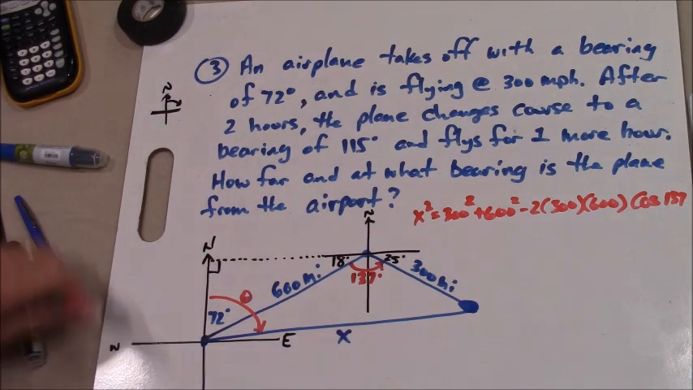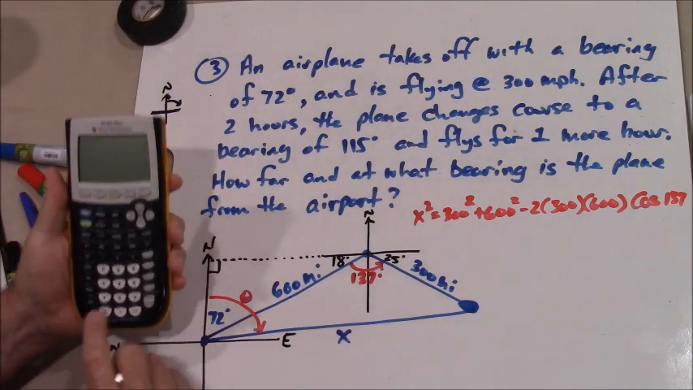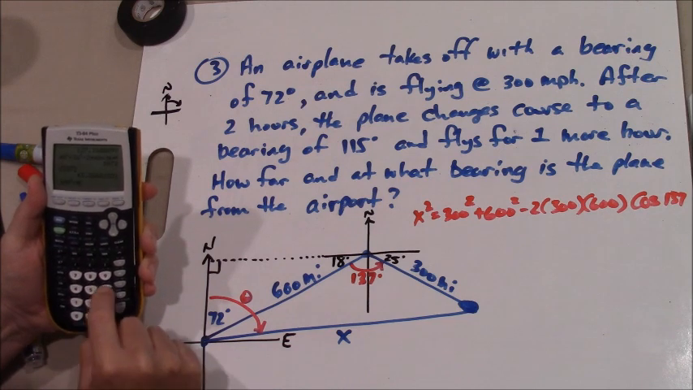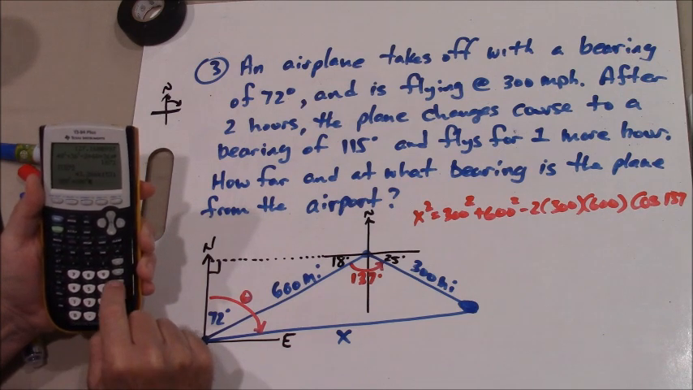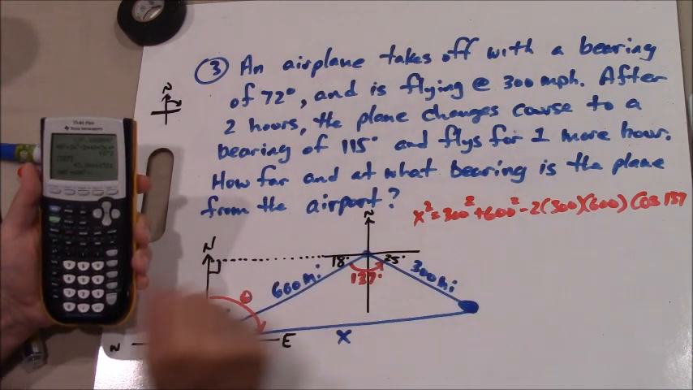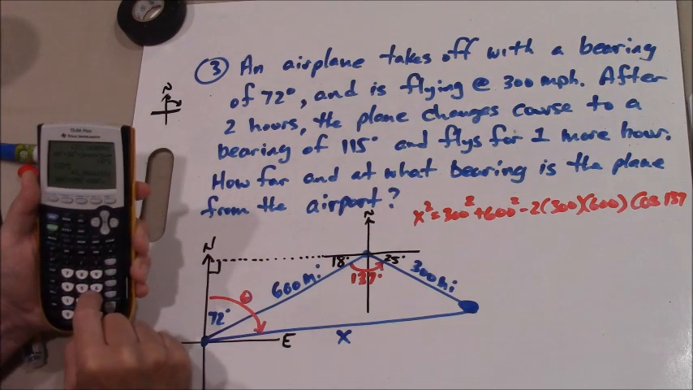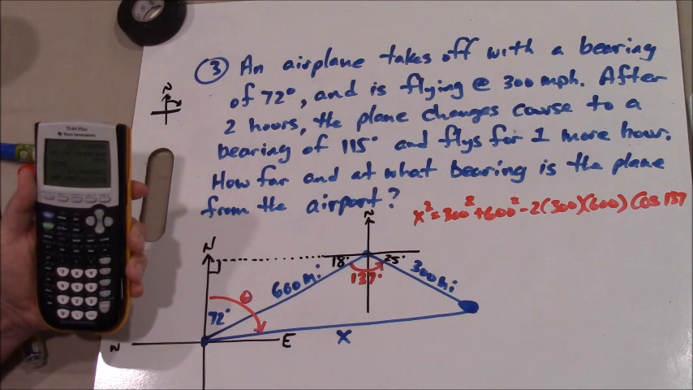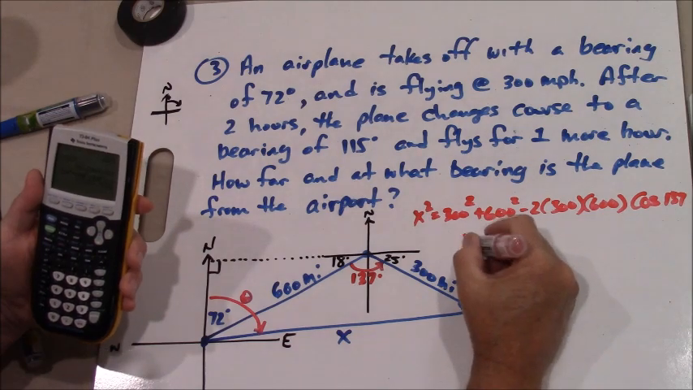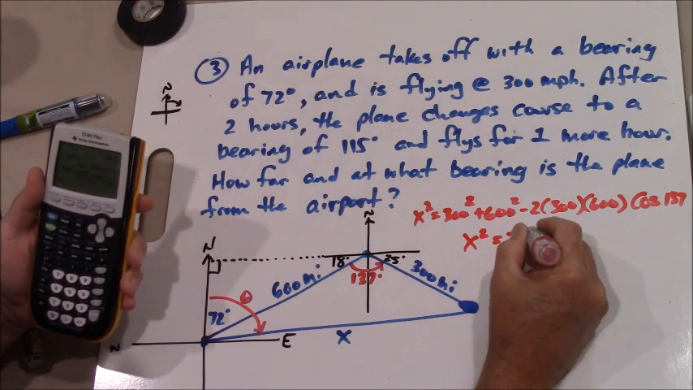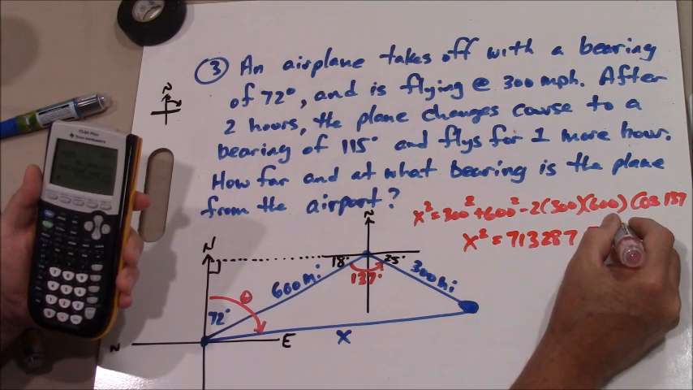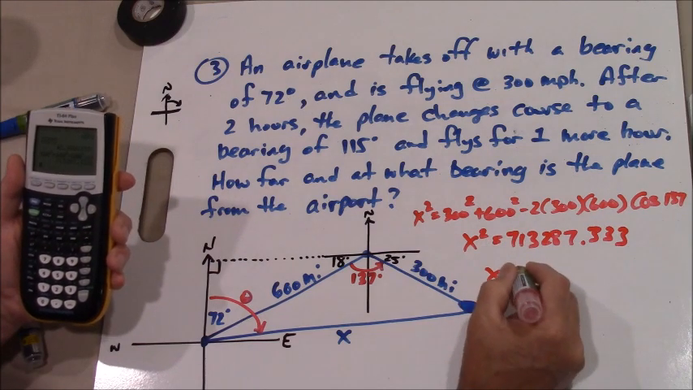All right, so I'm going to punch all this stuff into the calculator. I've got 300 squared plus 600 squared minus, I'll do 2 times 300, that's 600, times 600, okay, 600 squared, cosine of 137. And so what I got is x squared equals 713,287.333. And so now I just need to take the square root of that.